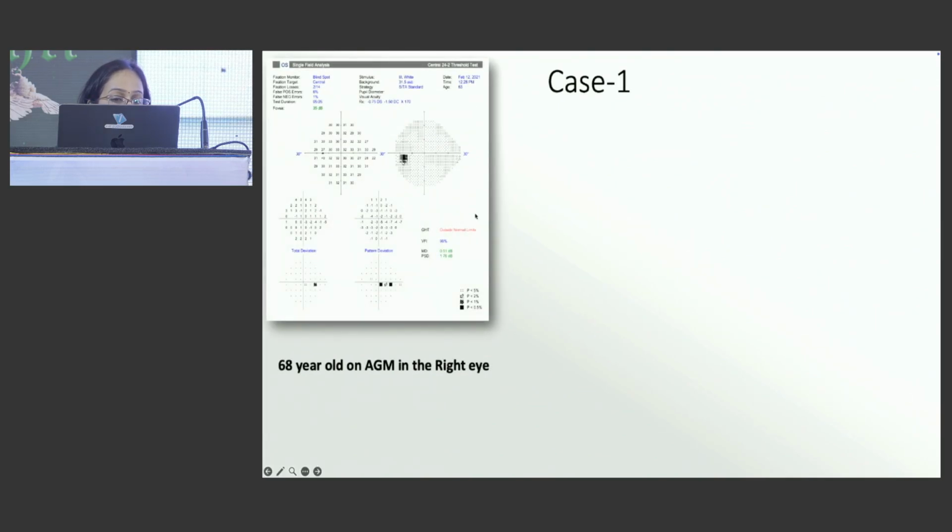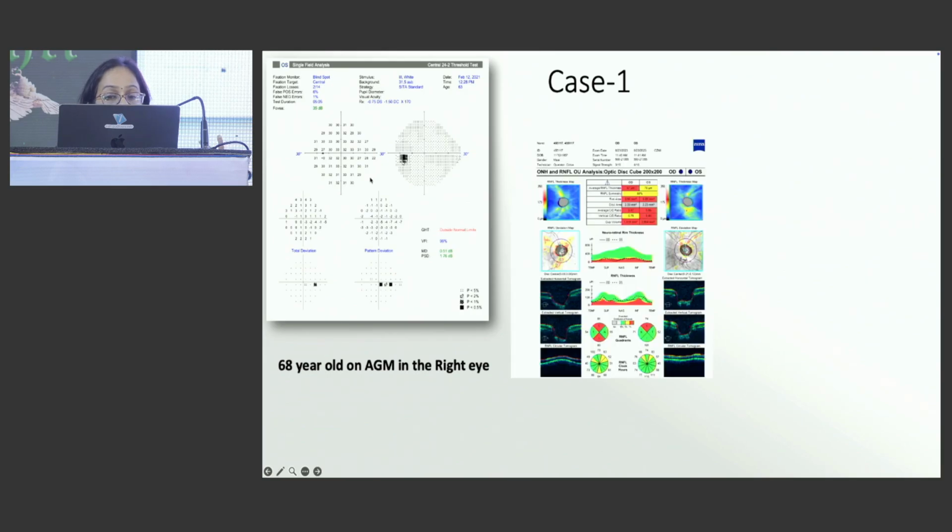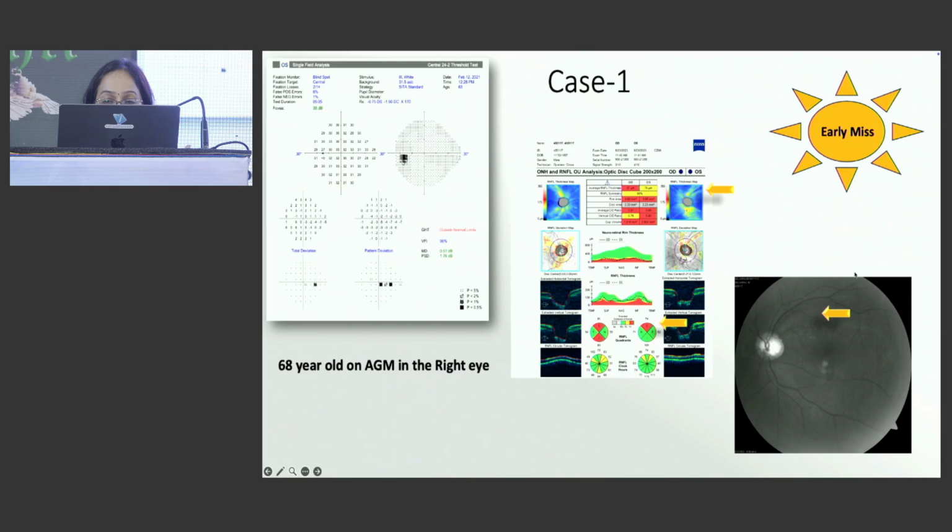And in this case, this is a 68-year-old patient who was on AGM in the right eye. But the left eye patient was not on any anti-glaucoma medication because everything seemed to be normal. But if you incorporate that with the structural damage, that's what we are stressing, you can see an RNFL loss in the superior part of this OCT. And definitely if you observe, you can see a small slit-like RNFL defect in the patient. So if you only focus on the visual field, this is like an early miss.